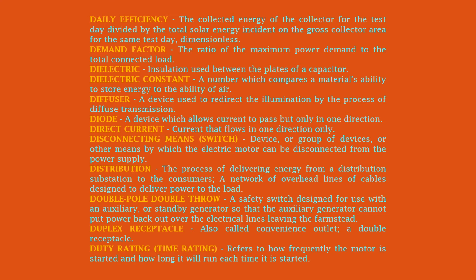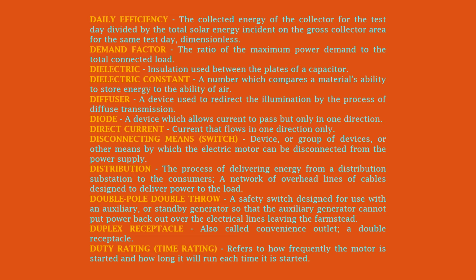Dielectric constant. A number which compares a material's ability to store energy to the ability of air. Diffuser. A device used to redirect the illumination by the process of diffuse transmission. Diode. A device which allows current to pass but only in one direction. Direct current. Current that flows in one direction only.